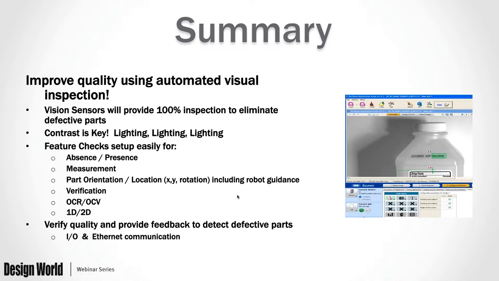Again, keep in mind vision sensors are limited in some ability, but there's lots of applications that we can do with them. As we had talked about, looking at absence and presence, measurement, part orientation, verification, OCR, OCV, etc. And the big key thing here is, yeah, we can do all that, but what do we do afterwards, right? We really want to get some feedback, maybe look at the I/O, communicate to other processes, and be able to get that information back out to our control systems.